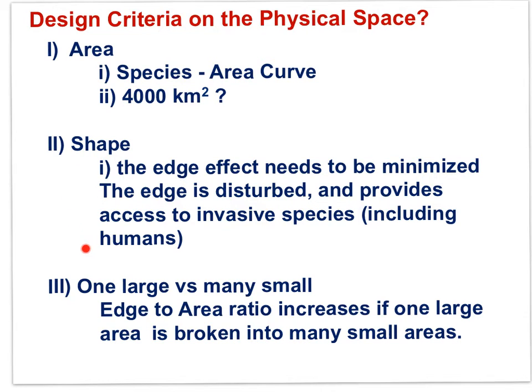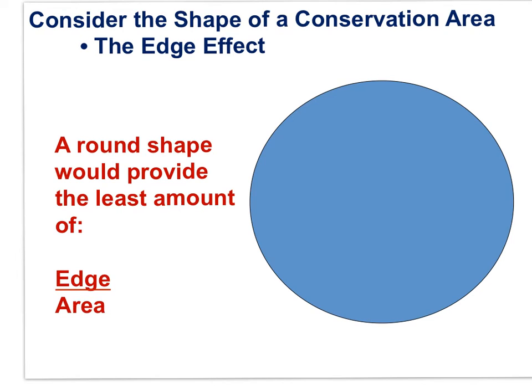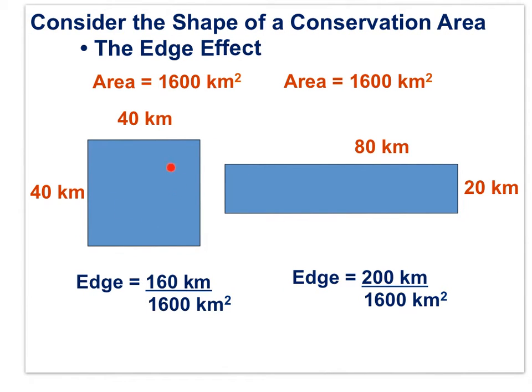Now let's look at park shape. A round shape relative to any other shape, if the area is the same, reduces the edge to area ratio. A round or square shape reduces the edge to area ratio relative to shapes that are long and slender. In this diagram, you can see 2 areas of equal area, 1,600 square kilometers. But if you sum the edges or calculate the perimeter, the shape with the greatest edge is the long, slender shape.